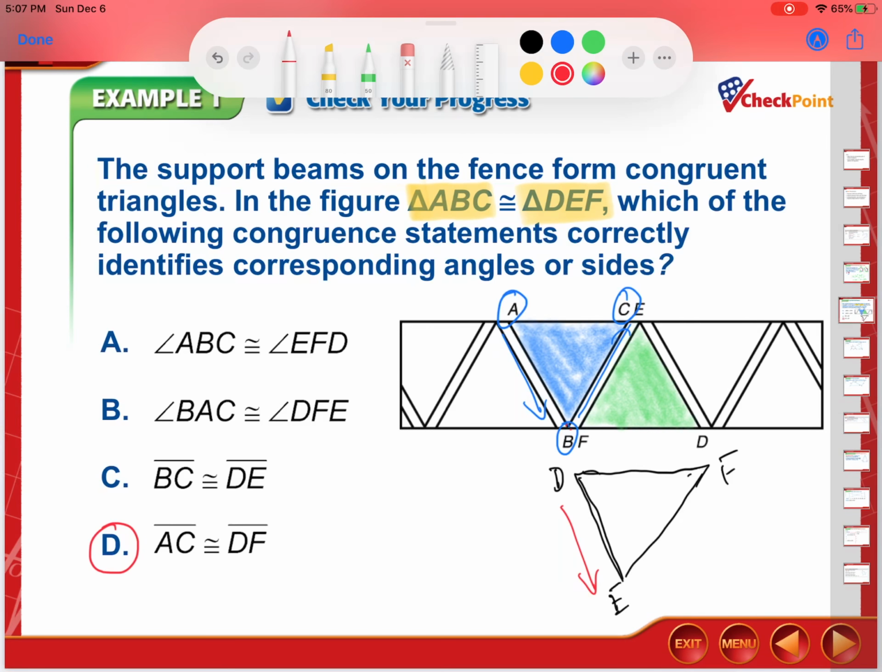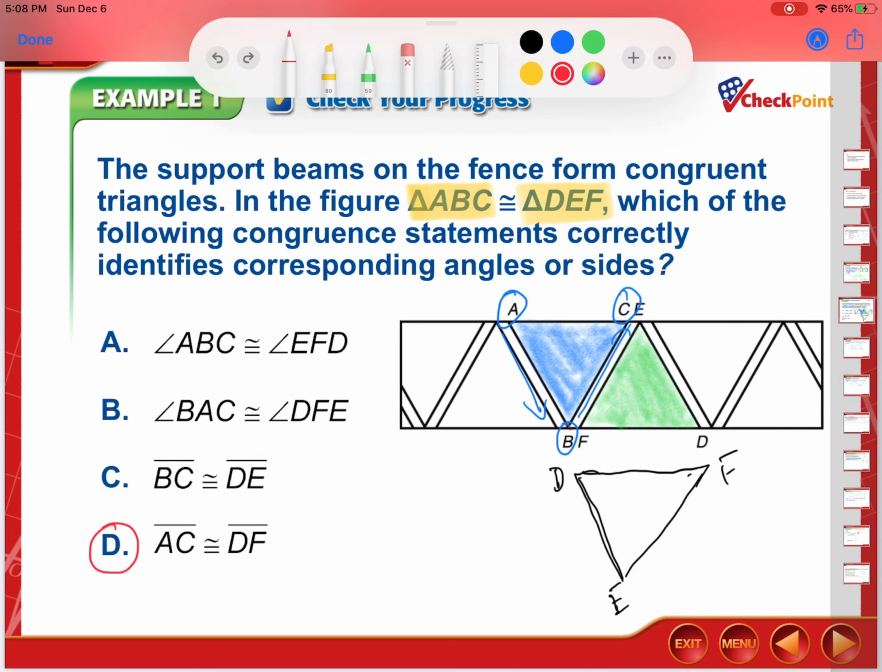So A, B, C, A, down to B, up to C. D goes down to E, and then up to F, just like the first one does. So they follow the same pattern, the way they're written. So we know, based on this first statement alone, that line AB is congruent to DF just because of the way they're written. So, you know what, let's pause. Let's go back a little bit.